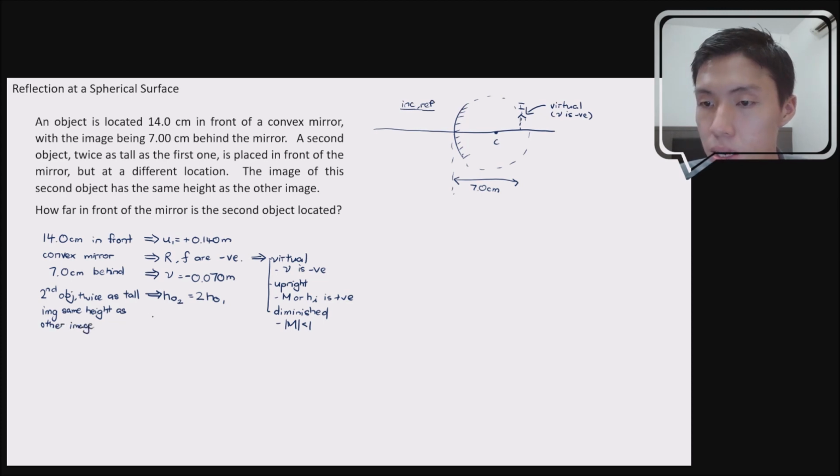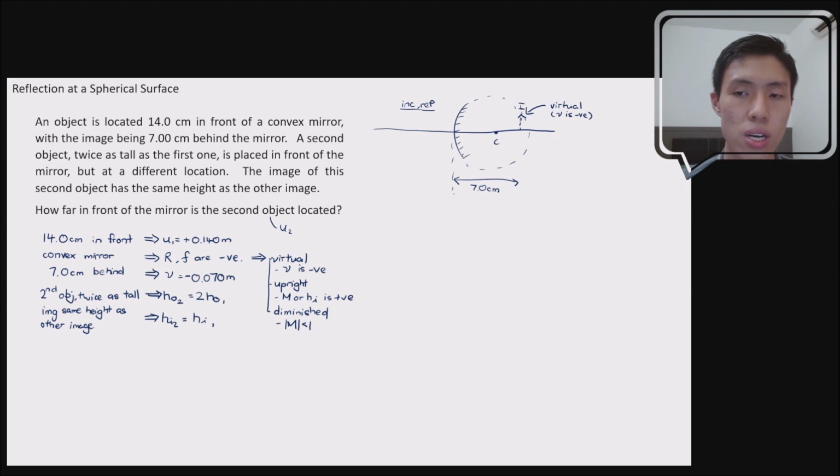Image same height as other image, so it means H image of 2 will be equal to H image of 1, because we say that the image has the same height as the other image. So how far in front of the mirror should the second object be placed? So this is U2. They are trying to ask for U2. Let's try to determine what we have for now.